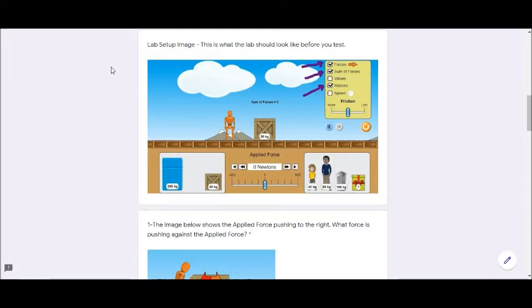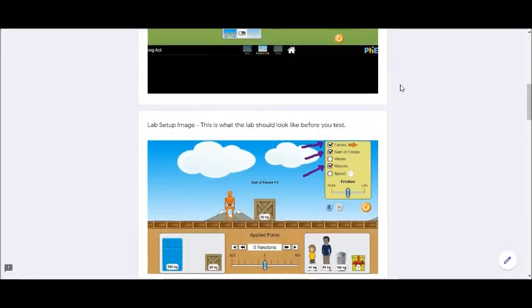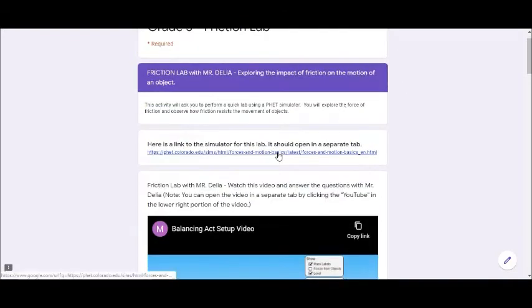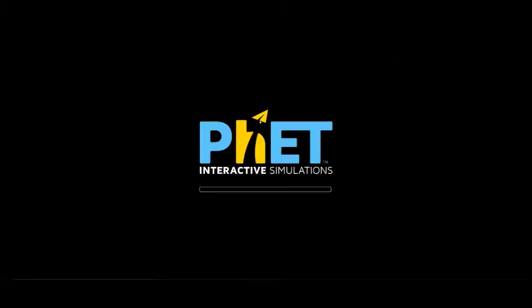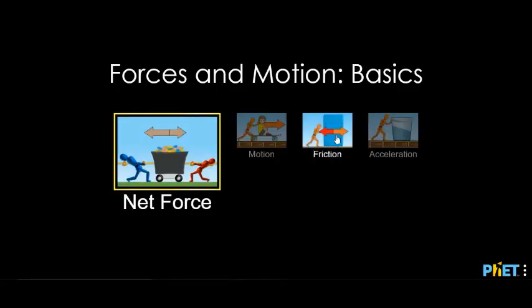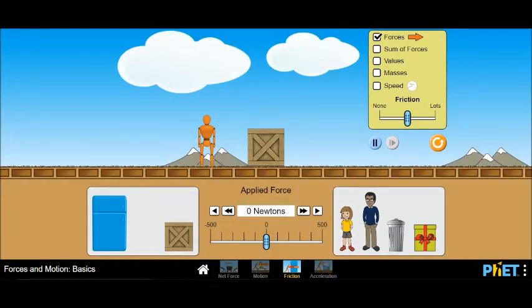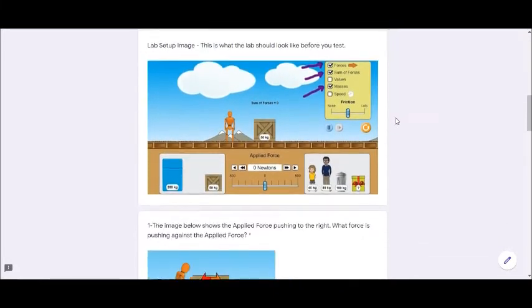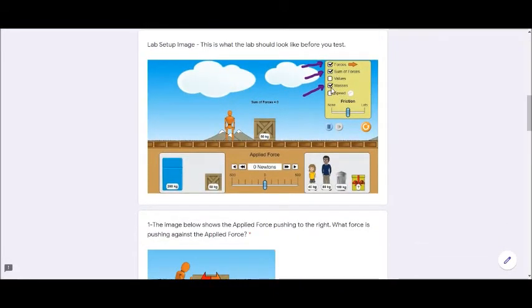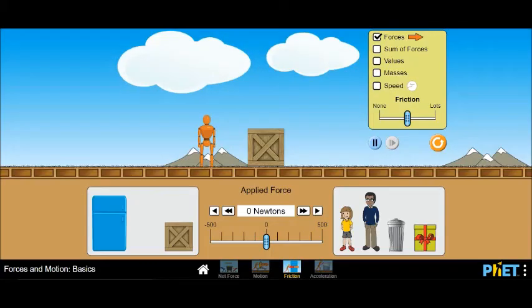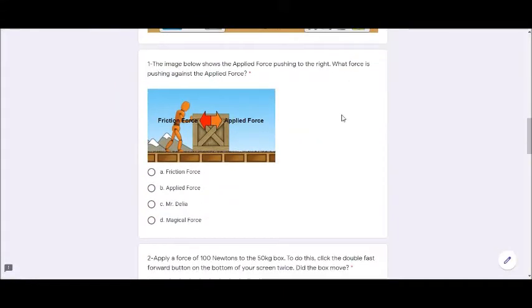So, I'm going to open up my interactive by clicking on the interactive here. And it opens up. And let's go to friction, because today we're testing friction. And here we are. All right, let's go back to our assignment now. Okay, first thing I have to do is set it up, make sure these three boxes are checked. 1, 2, 3. All right, let's look at the first question.